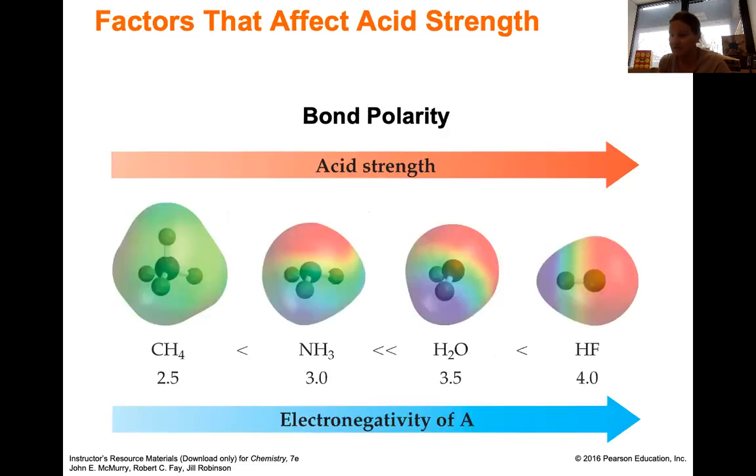So this particular section in your book is actually 14.15, the factors that affect an acid. So how do you look at an acid or look at a molecule and decide whether or not it's going to be a strong acid? We're going to come back to this after we do thermodynamics, so you can skip that section right now in your text.